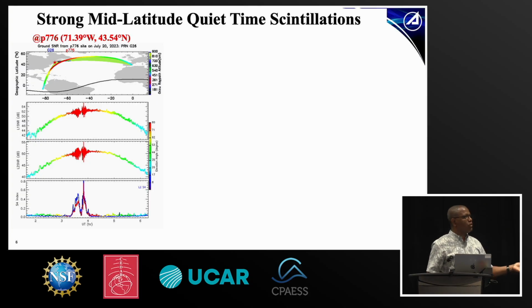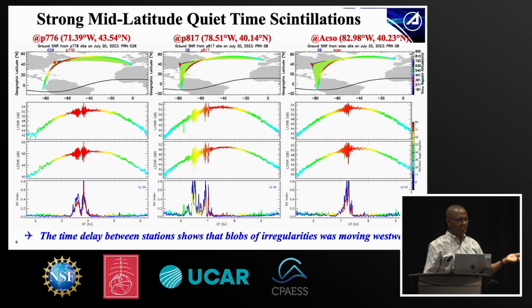Now, the one that I showed you is from the low latitude region. The one I'm showing you now is the mid-latitude region, and that is also quite high. The one on the left is Boston, then in the middle somewhere to the west, and then further to the west. You can see these bubbles, or blobs of bubbles, moving to the west. What you see on the top is the ray path, and the satellite track color-coded with elevation angle. The middle two at the bottom are the signal-to-noise ratio for L1 and L2, and the bottom one is S4.